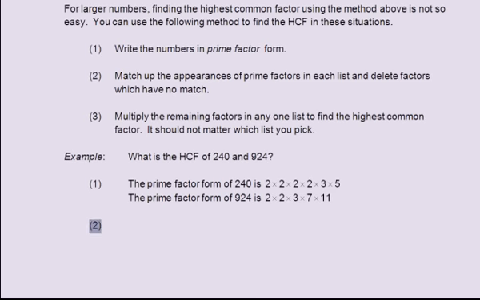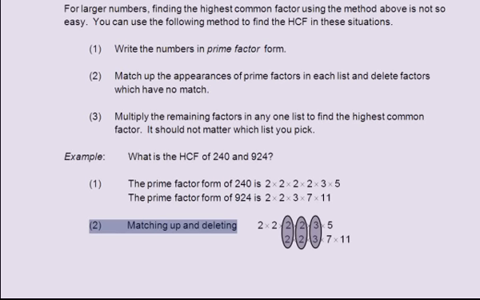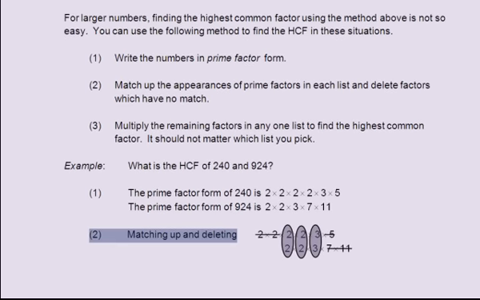Step 2. Looking at the two lists of numbers and matching up those that appear in each list, the 2 and the 2, the 2 and the 2, and the 3 and the 3, and deleting the other numbers, leaves us with a 2 and a 2 and a 3 in each list.